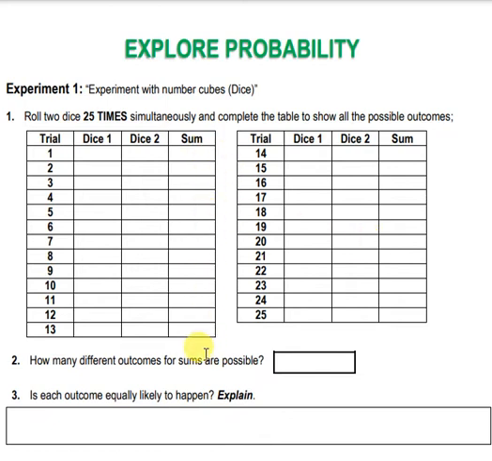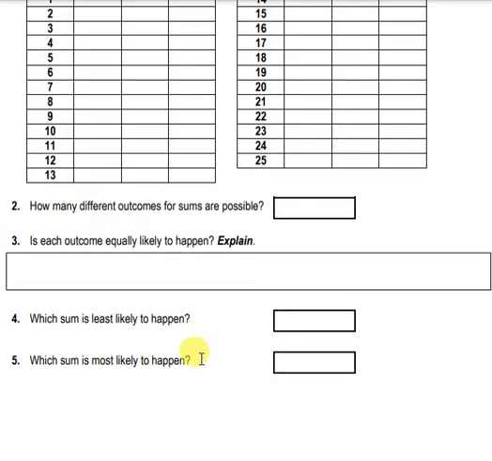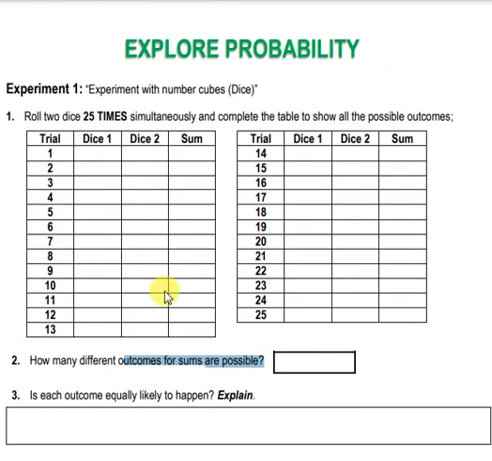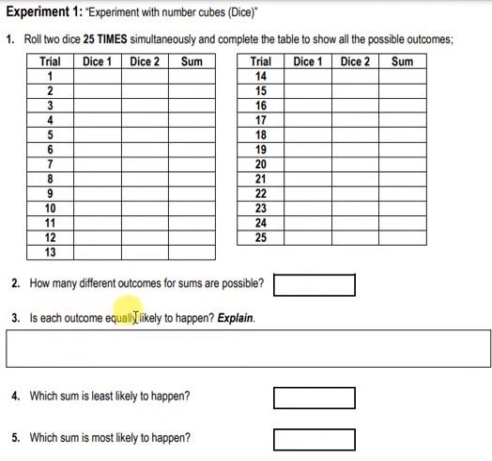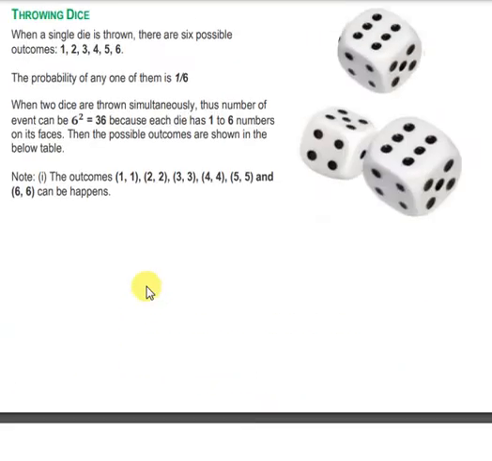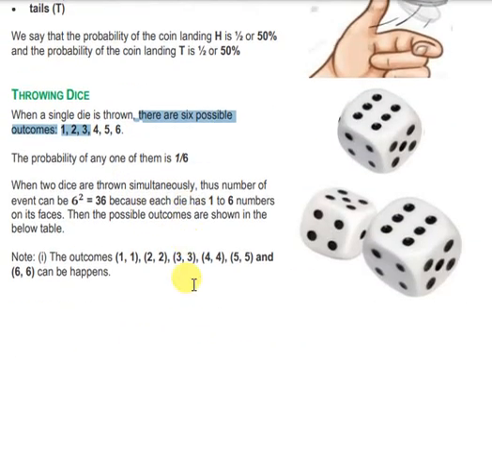Okay, after completing this simple experiment, you are going to answer these very simple questions. How many different outcomes are possible? If you look at your experiment, you can easily answer and write how many possible cases there could be. Is each outcome equally likely to happen? You can explain it. What do you think? Does every outcome have the same chance to happen? For example, is having sum 2 the same as having sum 6, or do you think they are different? Keep the concept of probability in mind, then you can fill it in, right?